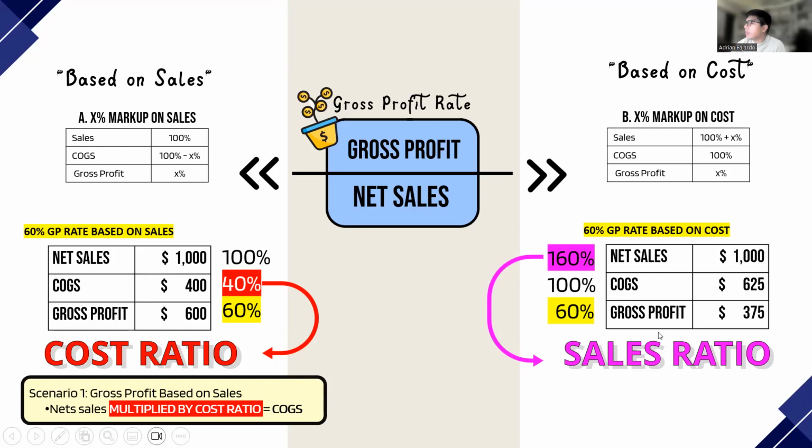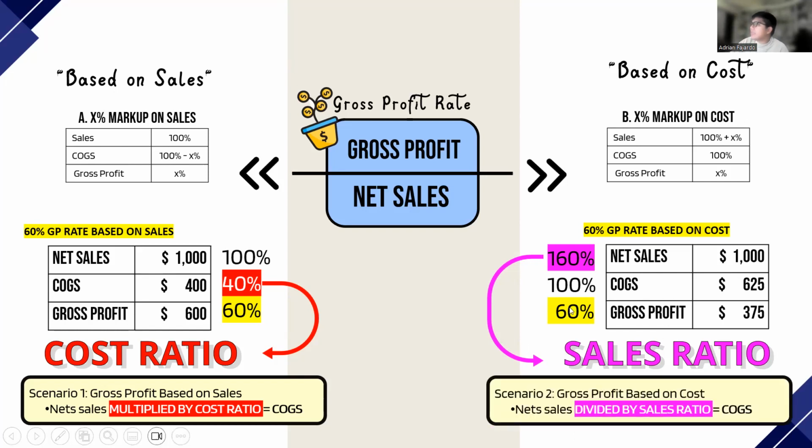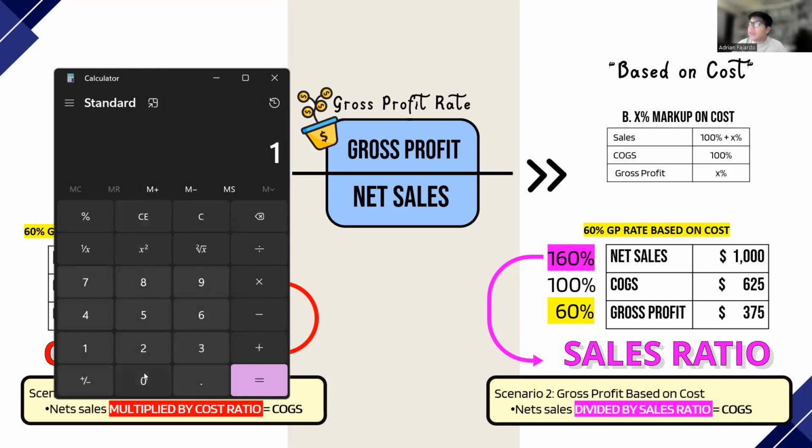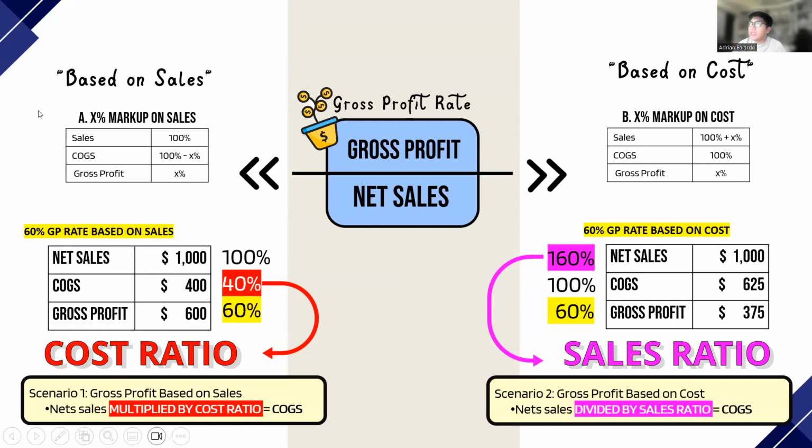So, what we do to get our COGS would be net sales divided by your sales ratio is equal to your COGS. So, let's see. $1,000 na net sales divided by 1.6 or 160% is 625. And dun mo makukuha si COGS. So as you can see, same yung net sales natin, but depending on the definition, nag-iiba yung cost structure.